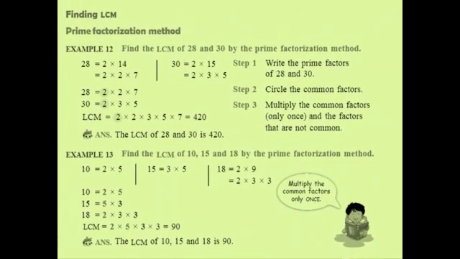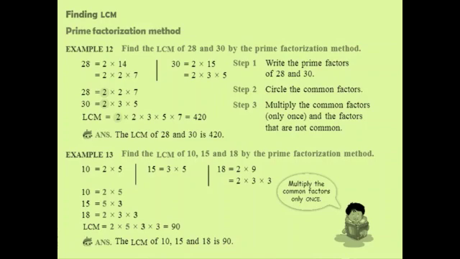To find LCM, we have two methods. One is the prime factorization method and the other is the short division method. Let us see an example. Find the LCM of 28 and 30 by prime factorization method. The prime factors for 28 is equal to 2 into 2 into 7 and the prime factors for 30 is equal to 2 into 3 into 5.